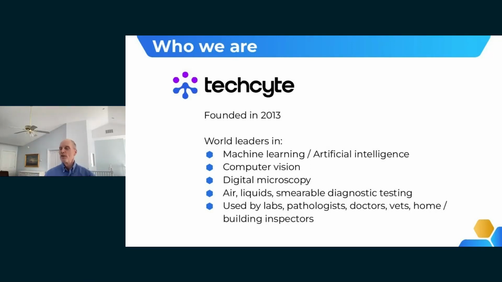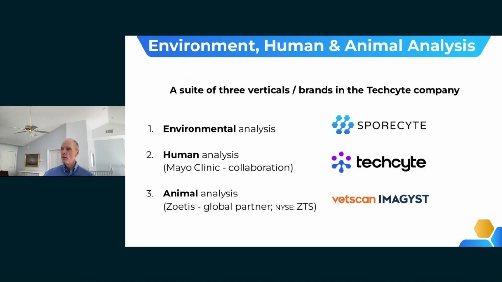The things that we do analyze, so, Sporecyte is our environmental company. So we do air, liquids, smearable, diagnostic testing. So, blood, urine, stuff like that. Who uses Sporecyte or who uses TechSite? Sporecyte's obviously building inspectors, home inspectors, but labs, pathologists, doctors, veterinarians, etc., are using Sporecyte or TechSite all over the world. And then we have 3 verticals. TechSite's the overarching company name, and Sporecyte is the environmental analysis portion of the company. TechSite is also the name of the human analysis part of the company.